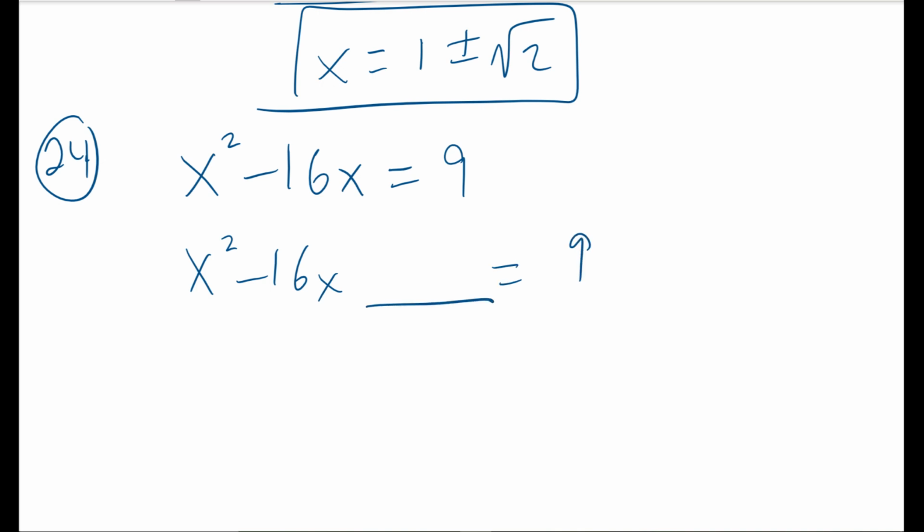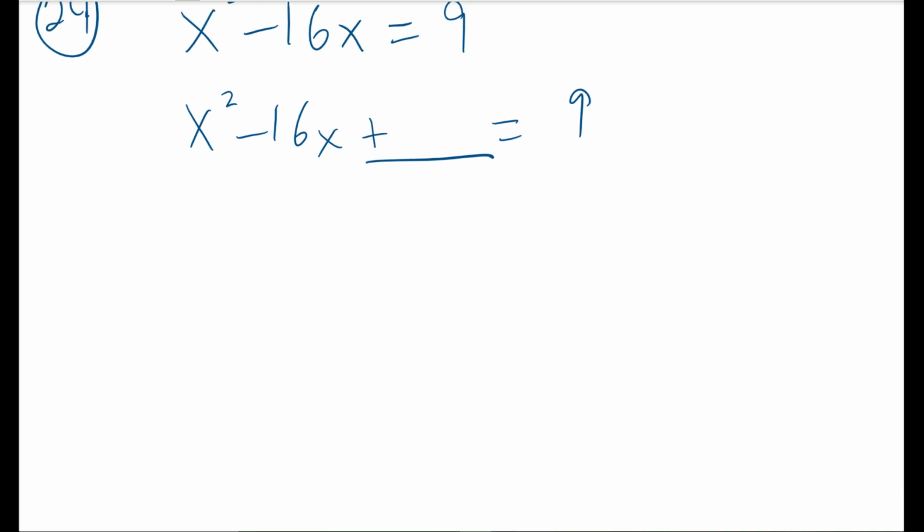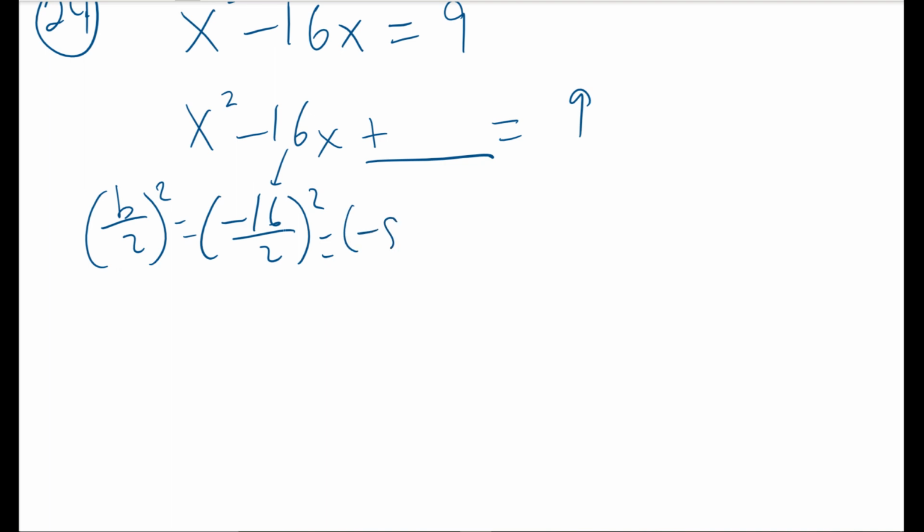In order to figure out what to fill in the slot, I need to take the b over 2 and square it. So I need negative 16, that's this guy, that's b, over 2 squared. So that's negative 8 squared, which is 64. So you plug that in there. Since I added a 64, I need to add a 64 on the other side to balance it out.